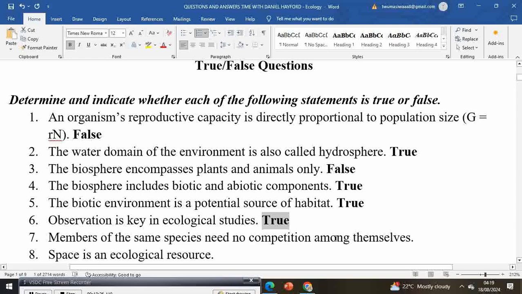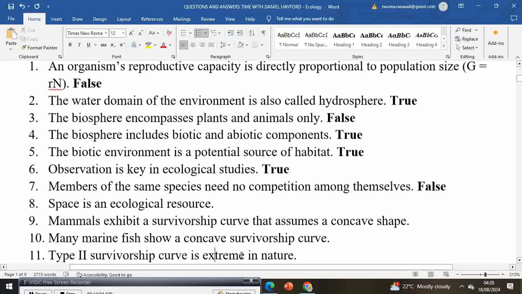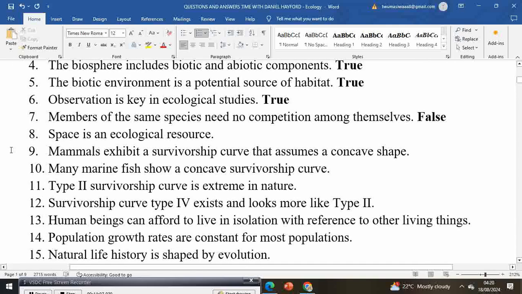Question number 7. Members of the same species need no competition among themselves. We have interspecific competition and intraspecific competition. The intra has to do with members of the same species. So the statement is false, because we have intraspecific competition and we have interspecific competition. The intra is among organisms of the same species, whereas the inter is between organisms of different species.